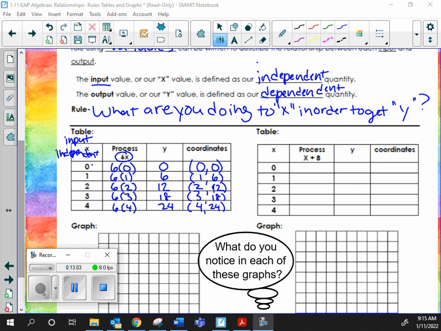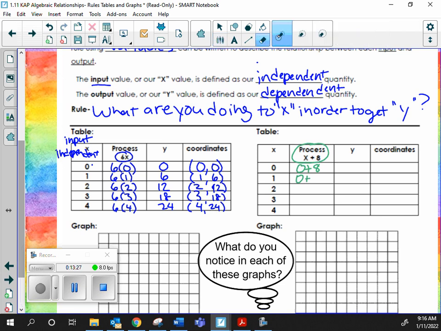Does this follow that multiplicative rule of going through the origin? Of course it does. Again, here my process in this case is going to be what kind of number relationship? Additive. Okay, so I'm just replacing x with that number. 0 plus 8. 0 plus... oh no, I should be 1 plus. You'll know what to do. Go ahead.